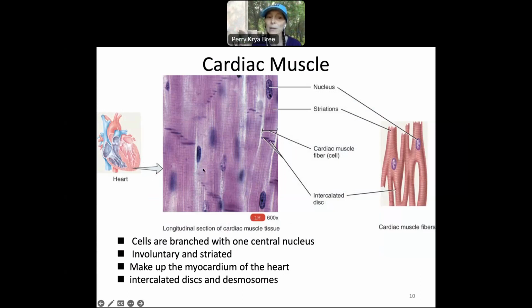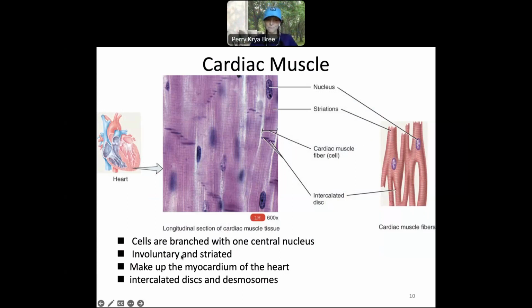So the cells will be branched, but they're going to have one nucleus, okay? So they're not multinucleate like your skeletal muscle tissue is. So just one nucleus per cell. But the cells are goofy because again, look at this one. This is one cell that has many branches. Okay. And then here's another cell that has many branches and connects to the next cell.